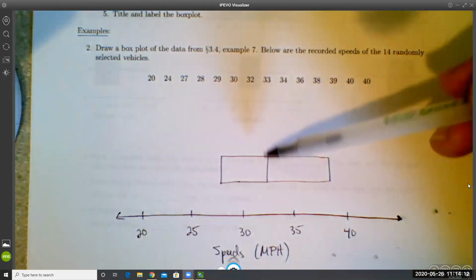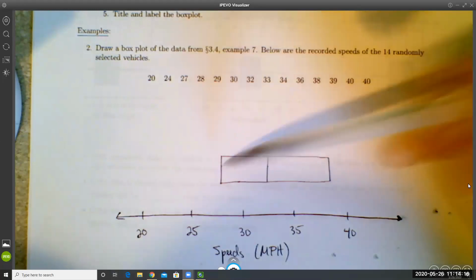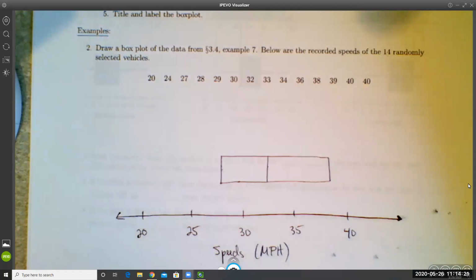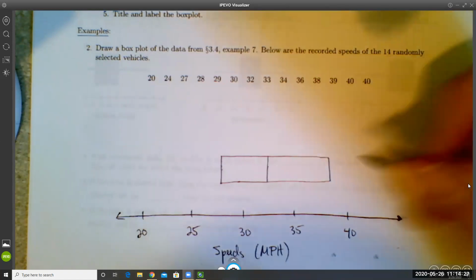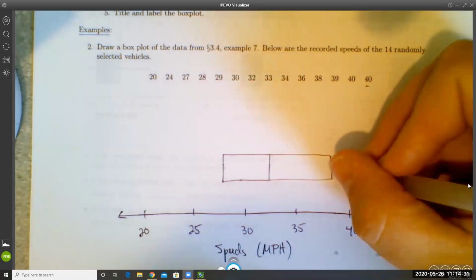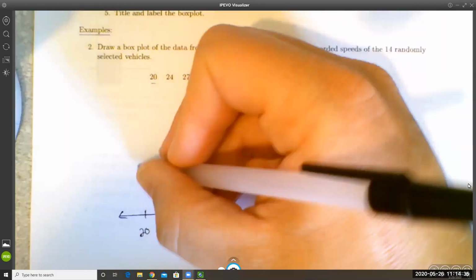The line in the middle of the box is your median, or in other words, your second quartile. And then the edges of the box are the first and third quartiles. Okay, so that's the box portion of our box and whisker plot. We need to draw our whiskers now. The whiskers go from Q3 to the largest data value, in this case 40, and from Q1 to the smallest data value, in this case 20.